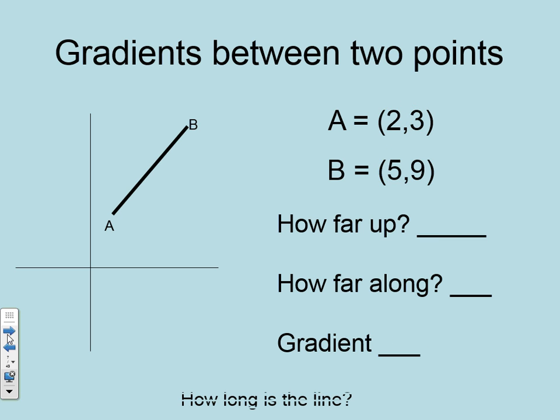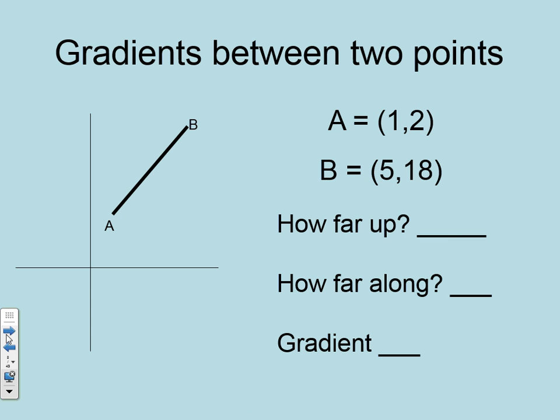Got some more examples of these. So here's the next one. We're going up from 2 to 18. So we're going to do 18 take away 2. That's 16. 5 take away 1 is 4. The gradient, 16 divided by 4, is 4.